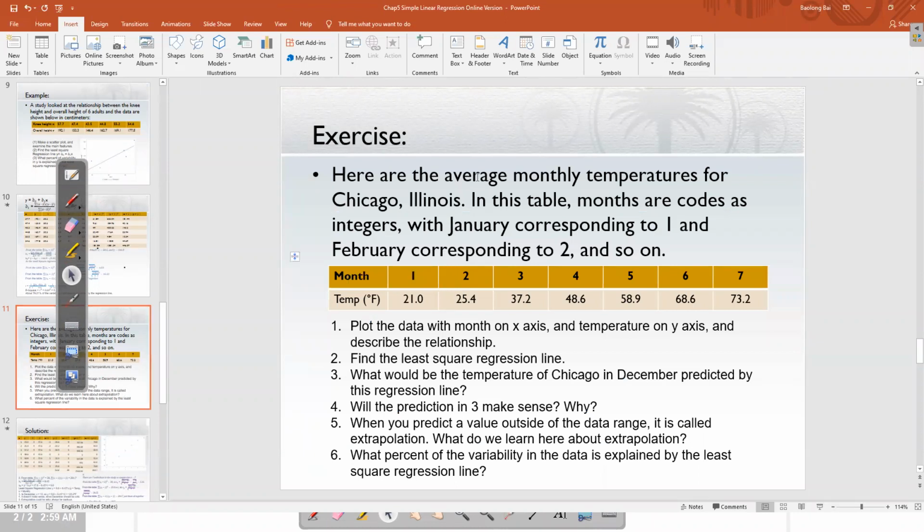Another example, here are the average monthly temperatures for Chicago, Illinois. In this table, months are coded in integers with January corresponding to 1 and February is 2 and so on. So July is 7, right? So plot the data with months on X and temperature on Y, describe the relationship.